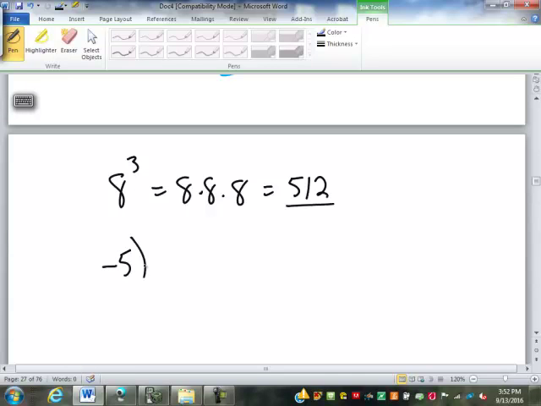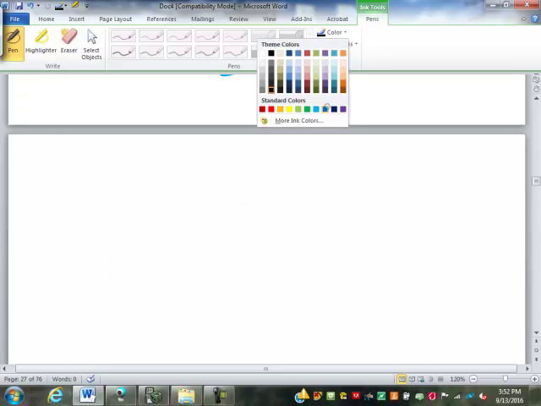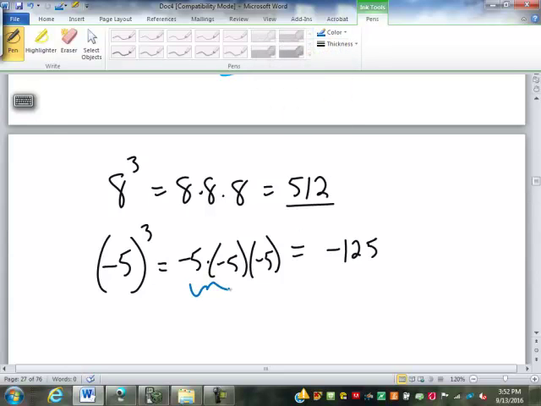So what if we have negative 5 to the third power? That's negative 5 times negative 5 times negative 5, which is going to be negative 125. Good. If we're going to do that out, negative 5 times negative 5, negative times a negative is a positive. 5 times 5 is 25. Then we multiply by the last negative 5. Positive times a negative is a negative. 25 times 5 is 125.